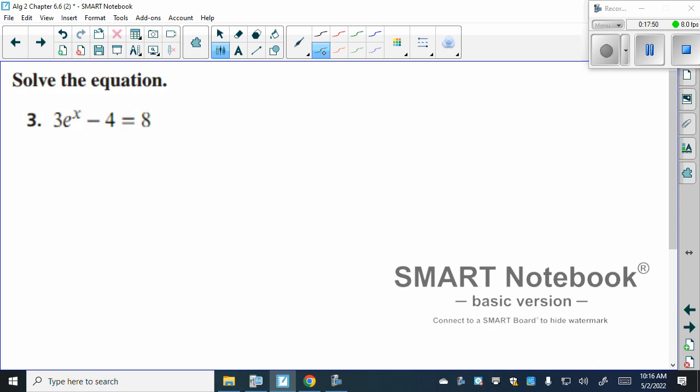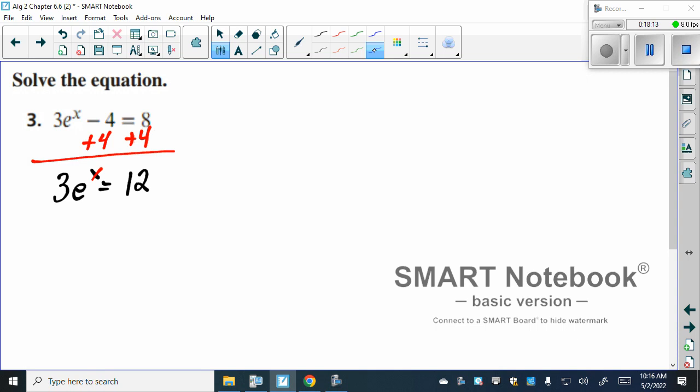Let's look at this one here. 3e to the x minus 4 equals 8. So what can we do first? Add 4. Because we're really just solving for e. We're trying to get e by itself. So that'll tell us 3e to the x equals 12.